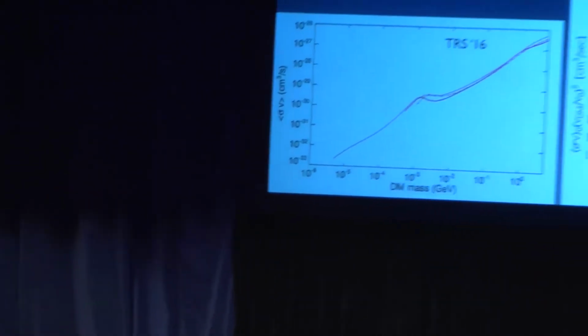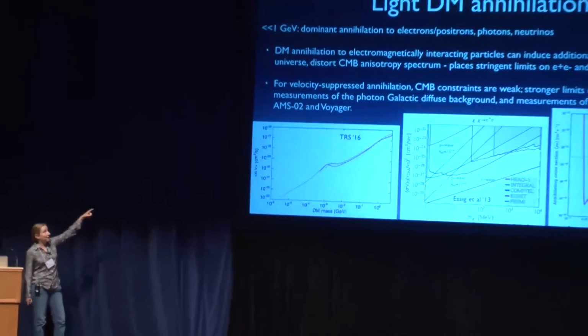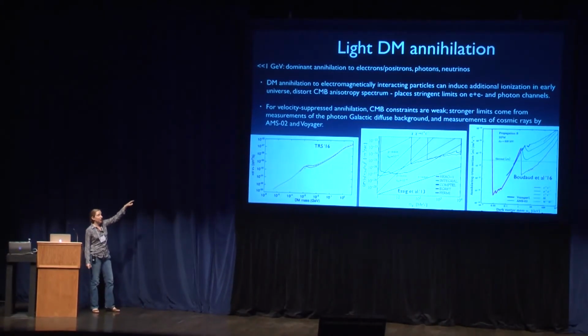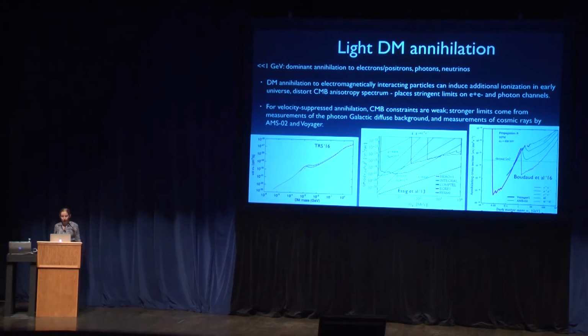So this first plot shows a result from a calculation I did last year. Everything above this red line is ruled out. You note the top of this plot for cross-section is 10^-26 cm^3 per second, so that thermal relic estimate I showed there is above the top of this plot. This is for annihilation into electrons, positrons, or photons. Those three lines show these different channels.